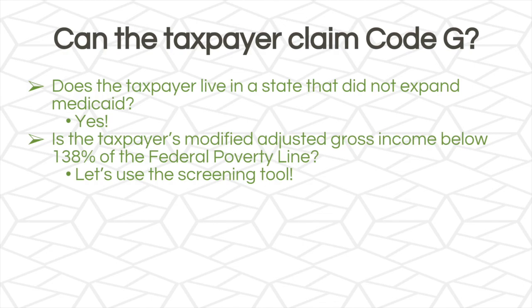This is going to affect a lot of our taxpayers because all of the states that we operate in did not expand Medicaid under the Affordable Care Act. All states had the opportunity to expand Medicaid, but a lot of states chose not to do that. So taxpayers who live in a state that did not expand Medicaid might qualify for this exemption if they fall below 138% of the federal poverty line. We have a very detailed screening tool that we will practice a lot with during group training in order to determine if they do fall under that 138%.